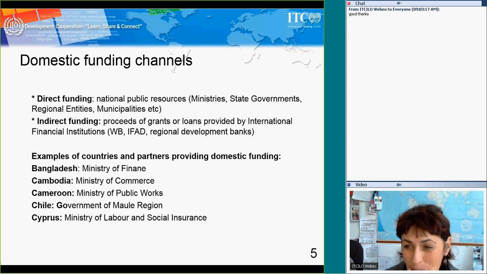Indirect domestic funding refers to the situation where a portion of a foreign grant or loan, for example from an international financial institute, is transferred to the ILO via the National Treasury. In this context, the ILO recently signed an agreement with the government of the Republic of the Congo, which was in fact a portion of funds that the government had received from the Africa Development Bank.